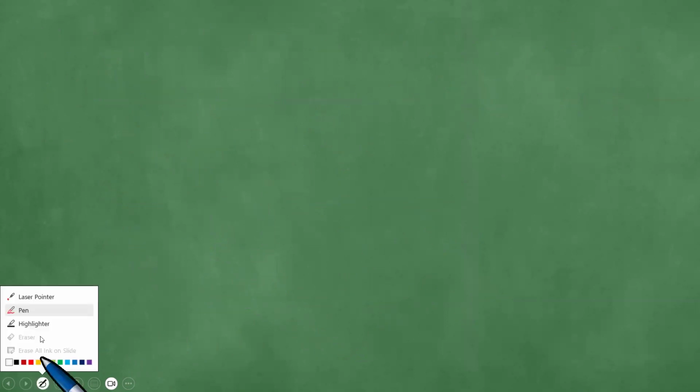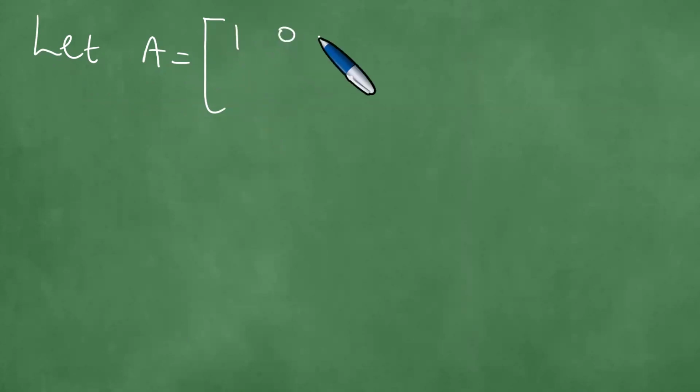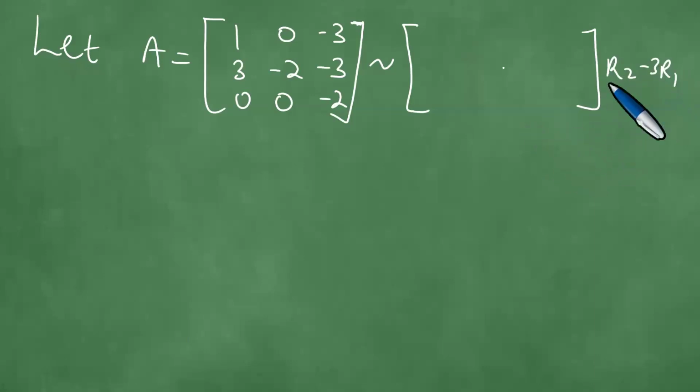Right, now, first things first, we let A be the matrix 1, 0, -3, 3, -2, and -3, 0, 0, and -2. Moreover, we are able to make the observation that this matrix must be reduced to an upper triangular matrix, and this means that we shall have the second row minus 3 times the first row.